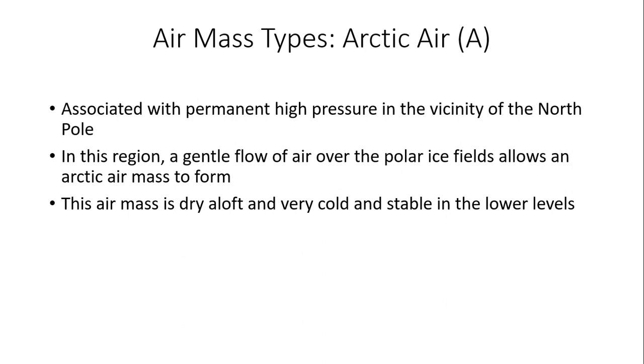Now, in this region around the North Pole, we have a gentle flow of air over the polar ice fields, which allows an Arctic air mass to form. So very light air motion, which is one of our ideal formation mechanisms for air masses. Now, this air mass is dry aloft and very cold and stable in the lower levels. There's just not much moisture associated with high pressure in general because the air is sinking, and as that air sinks, it dries out.